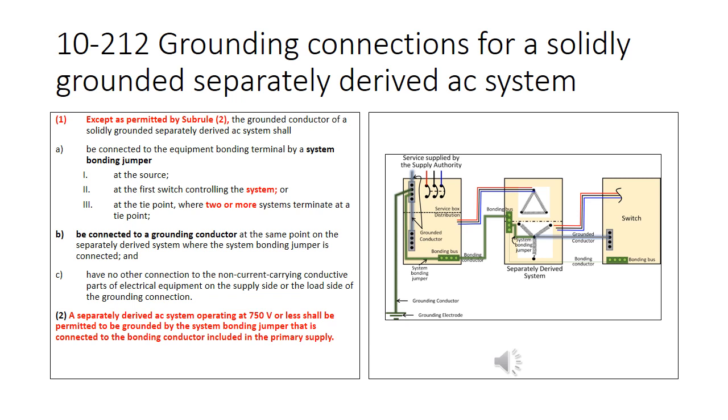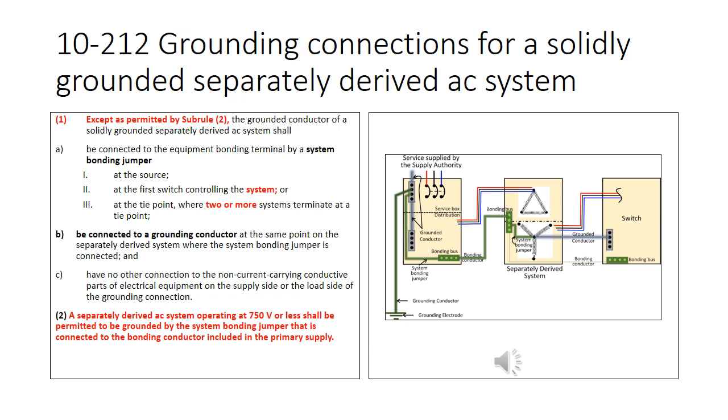Now, Subrule 1 states, except as permitted by Subrule 2, the grounded conductor of a solidly grounded separately derived system shall A. be connected to the equipment bonding terminal by a system bonding jumper, 1. at the source, 2. at the first switch controlling the system, or 3. at the tie point where two or more systems terminate at a tie point.